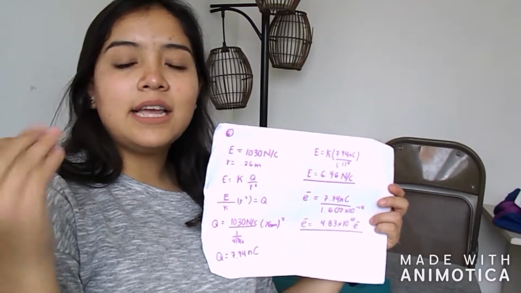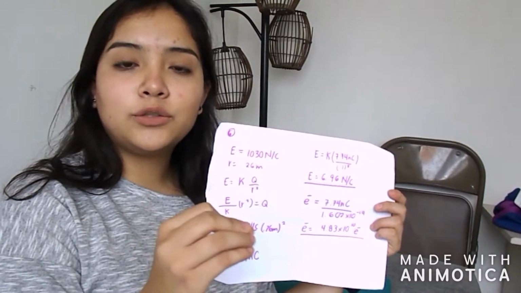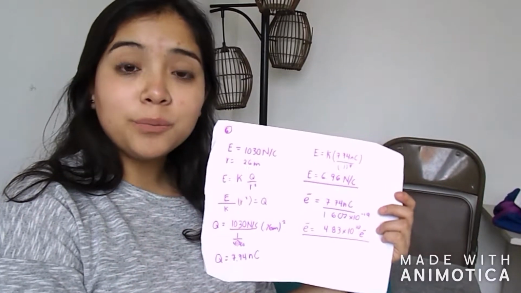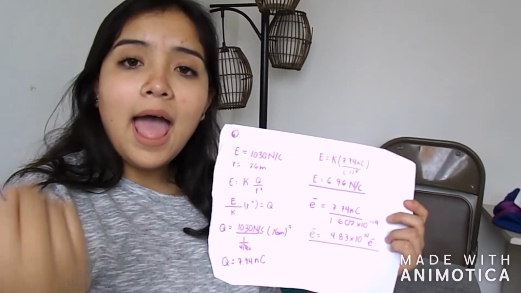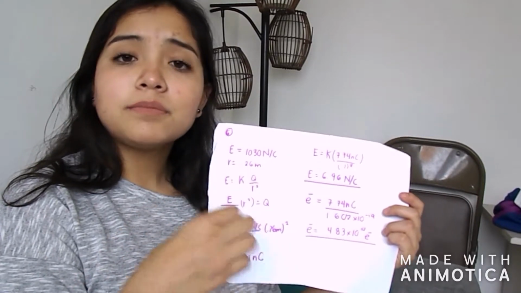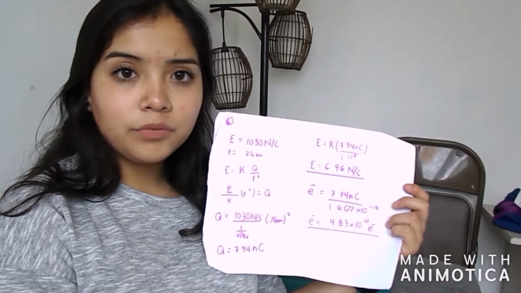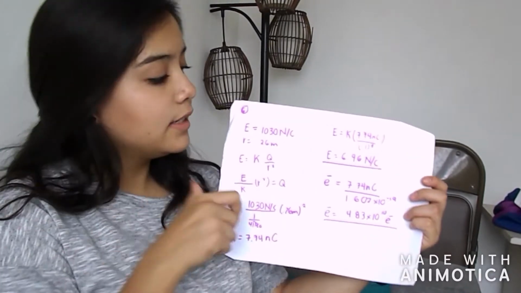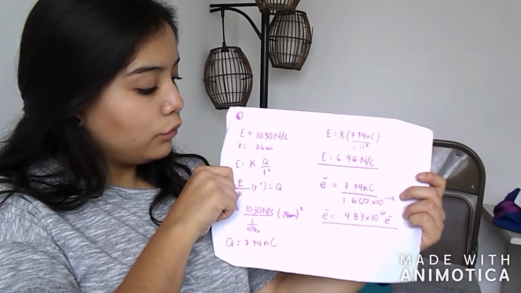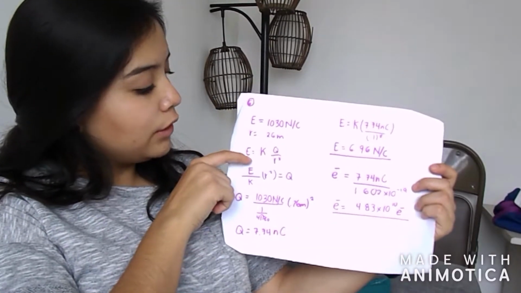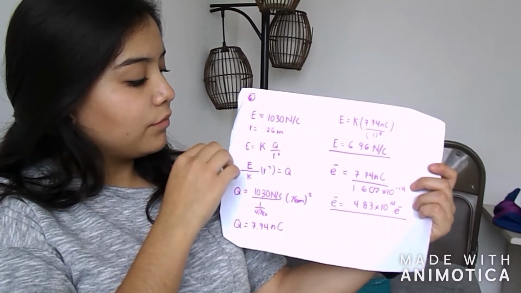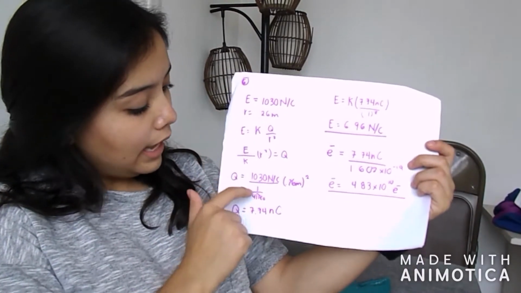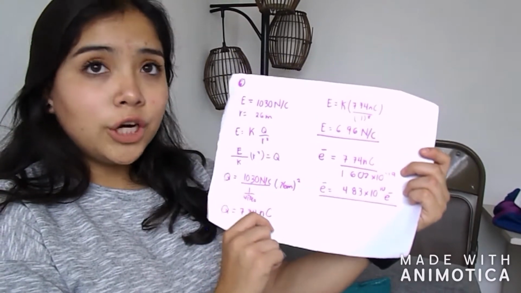In problem number 6, they are asking us how many excess electrons would be added to a plastic sphere with this electric field. And also they are asking us the electric field with this charge at 10 centimeters of distance. First of all, we need to clear out for the charge using the formula of the electric field. We clear out for Q, and we have our charge.